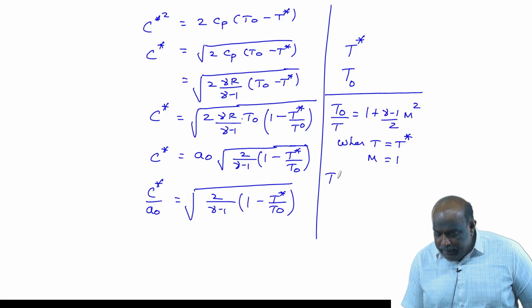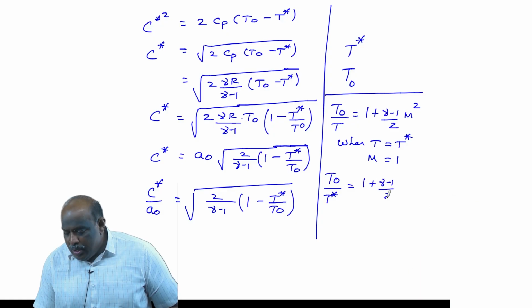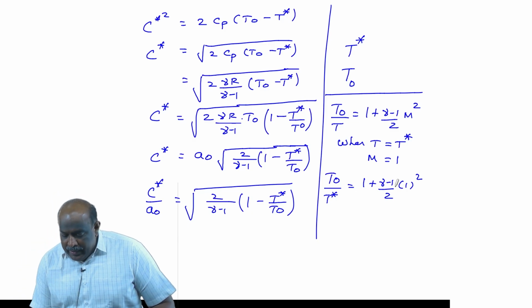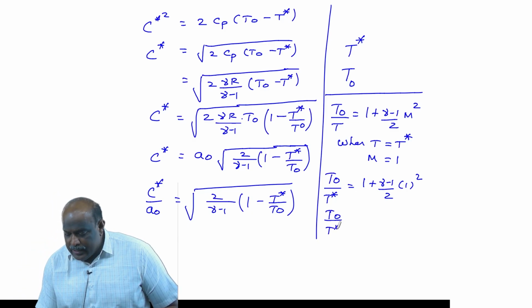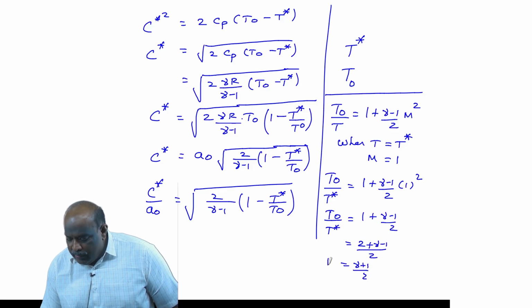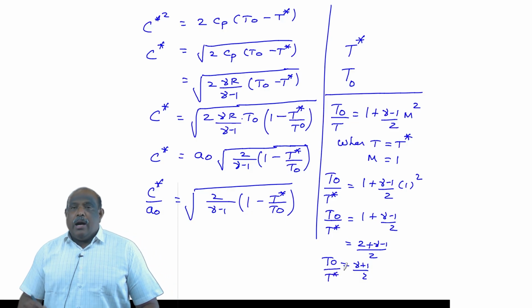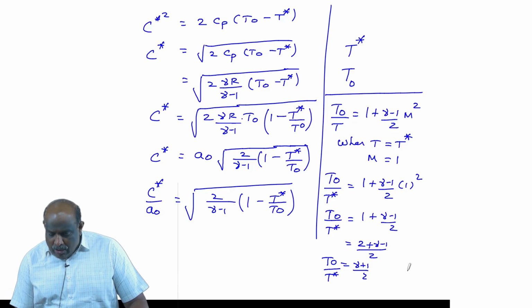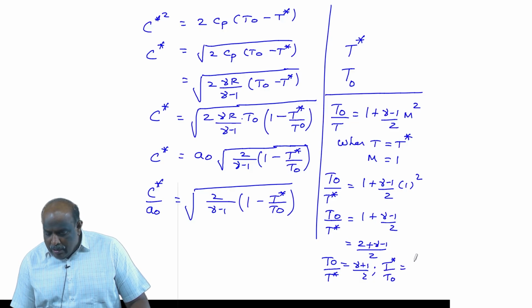Now T naught by T star is equal to what? 1 plus gamma minus 1 by 2 into 1 squared. Why did I put 1 squared? Because the Mach number is 1. Which means T naught by T star is equal to 1 plus gamma minus 1 by 2. Taking the LCM, it becomes 2 plus gamma minus 1 by 2, which will become gamma plus 1 by 2. So I got the value of T naught by T star as gamma plus 1 by 2. Now I wanted T star by T naught, so just the reciprocal. It will become 2 by gamma plus 1.